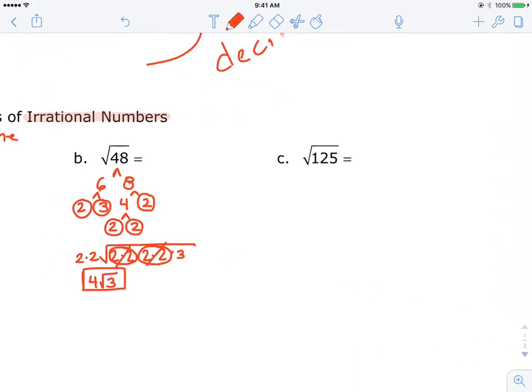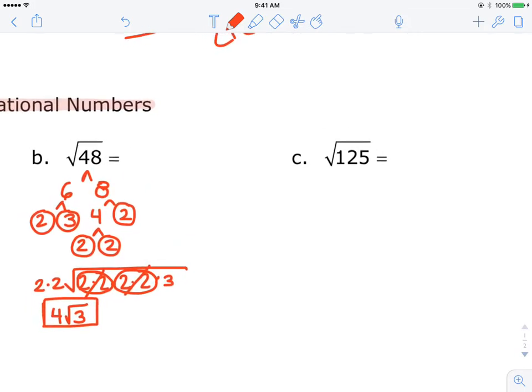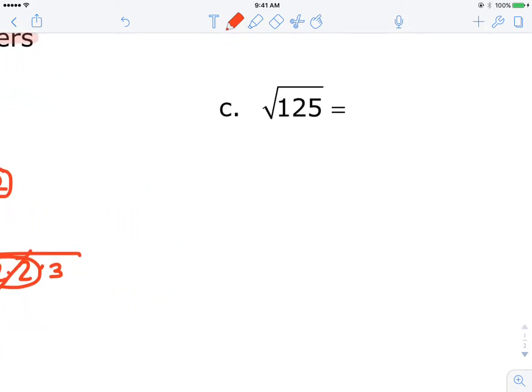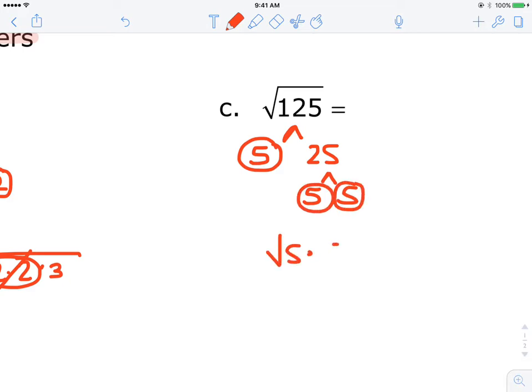Okay, our final example. All right, final example here, the square root of 125. All right, I'm going to do 5 times 25. All right, circle this number because it's prime. And 5 times 5. Okay, we have 3 of these 5s. Here we go. 1, 2, 3.